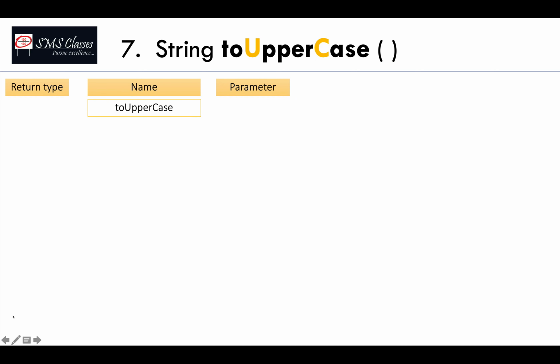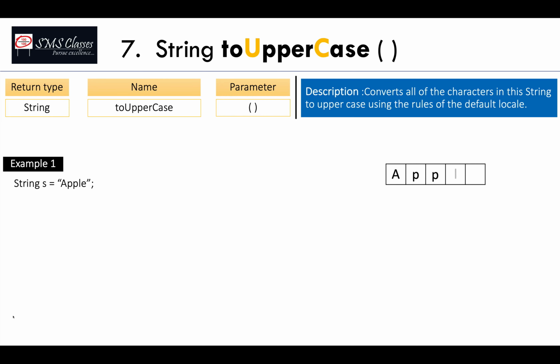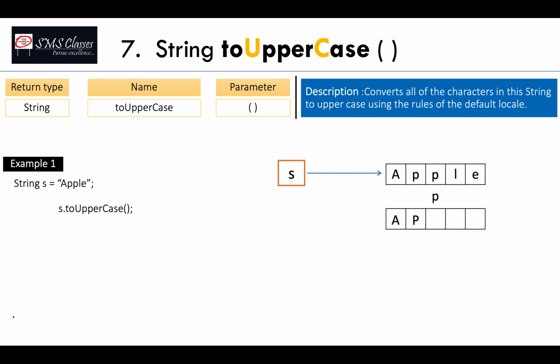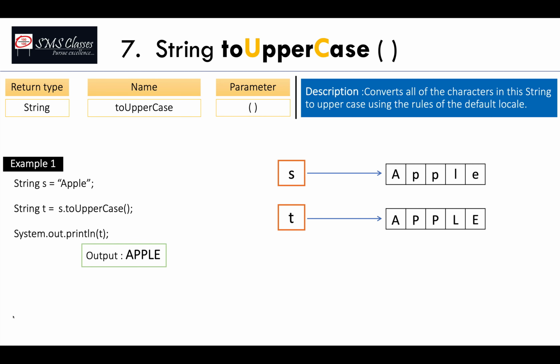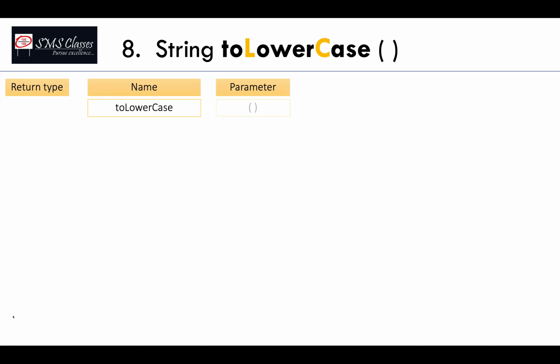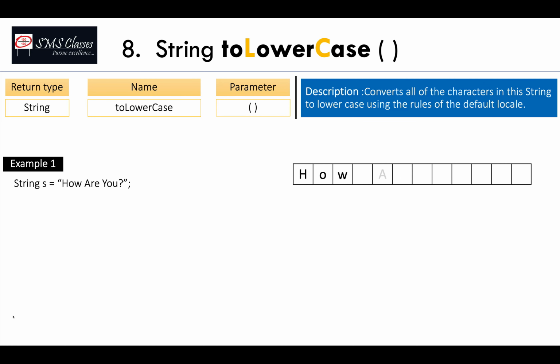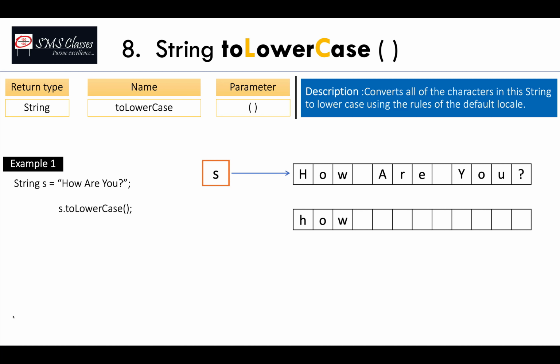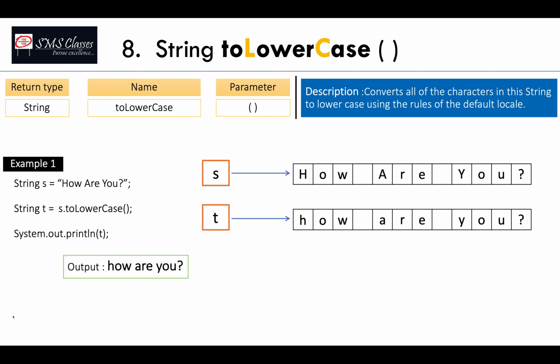Next, we'll see two simple methods, toUpperCase, no parameter, return type is string. As the method says, it helps you to convert a string into capital letters. So it's going to change each and every character to capital. And if you notice the output, Apple, all the letters in capital. Similarly, you have toLowerCase. It helps you to convert the string into small letters. So if you notice, all the characters get converted into small, and spaces and question marks are retained as it is. So the output is how are you, all in small.